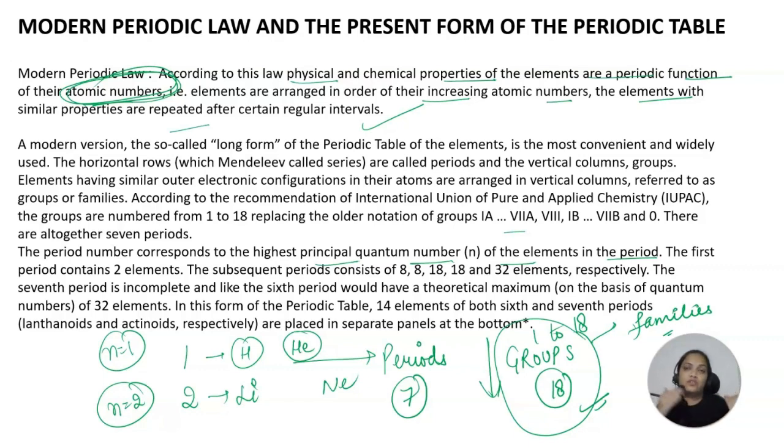Now we will have sodium up to argon, right? So that is going to happen in this case. Then we have 18, 18, then 32 elements. So period number tells us about the principal quantum number of the element, and group number tells us about the electronic configuration. Okay, and the lanthanoids and the actinoids are placed separately.